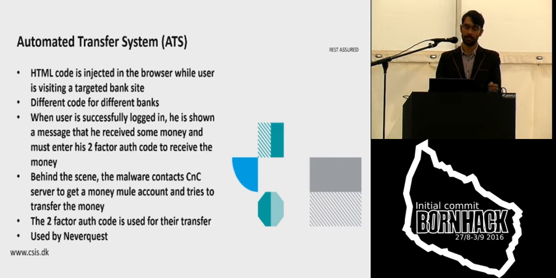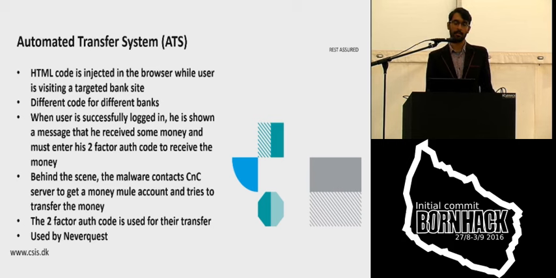Once they have the account number, they could just ask the user for the two-factor auth code by tricking them. One thing that we've seen in NeverQuest, which is also another banking malware, is that they say that you have received some money. So in order to get that money in your account, you need to enter your two-factor auth code. When the user enters that code, that auth code is actually used to transfer money out of his account rather than giving him money. And they can, of course, show that he actually received money rather than lost it, because they control the browser. And by the time the user figures it out, it's already too late.